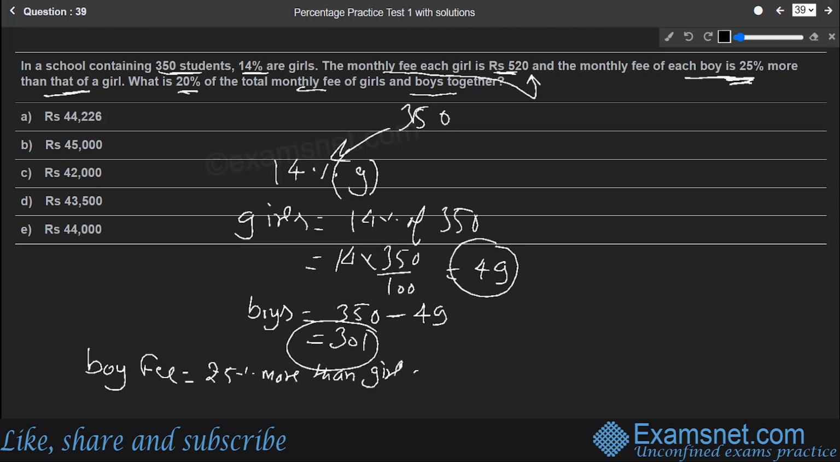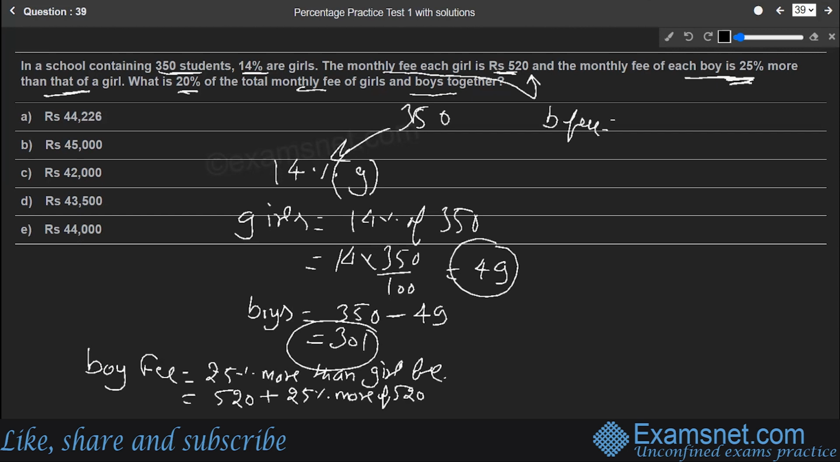This is the first thing that is given in terms of percentage. So we need to know the girl fee. Girl fee is already 520. So we can find out the boy fee by 520, the girl fee, plus 25% more of 520. So this is how we can find out the boys fee. Let's see how much it comes out to be.